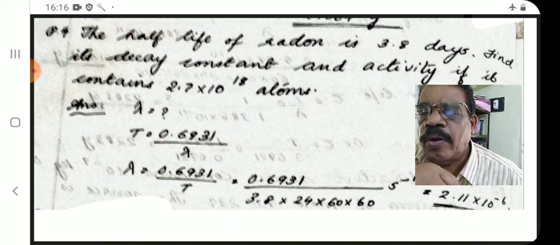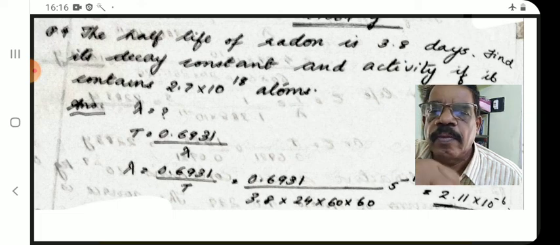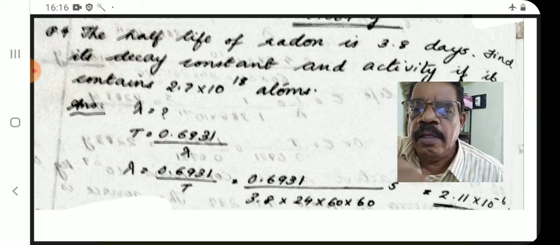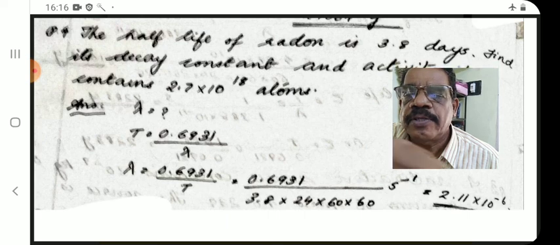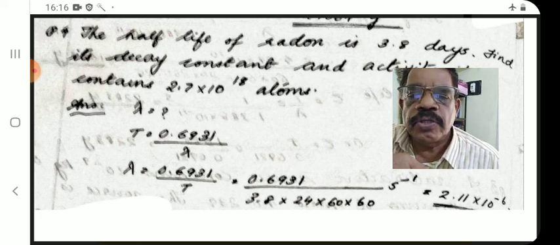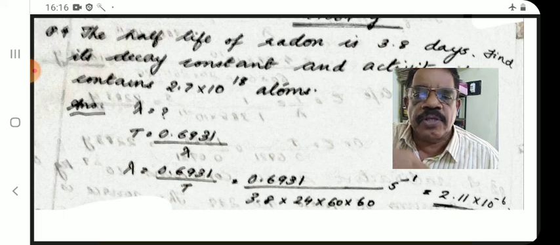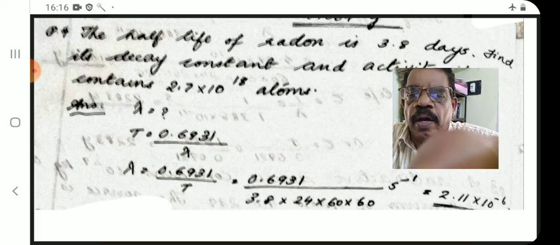That is, lambda is 0.6931 by T. What is T? T is 3.8 days. So 0.6931 by 3.8 into 24 into 60 into 60, that is 2.11 into 10 raised to minus 6 second raised to minus 1.